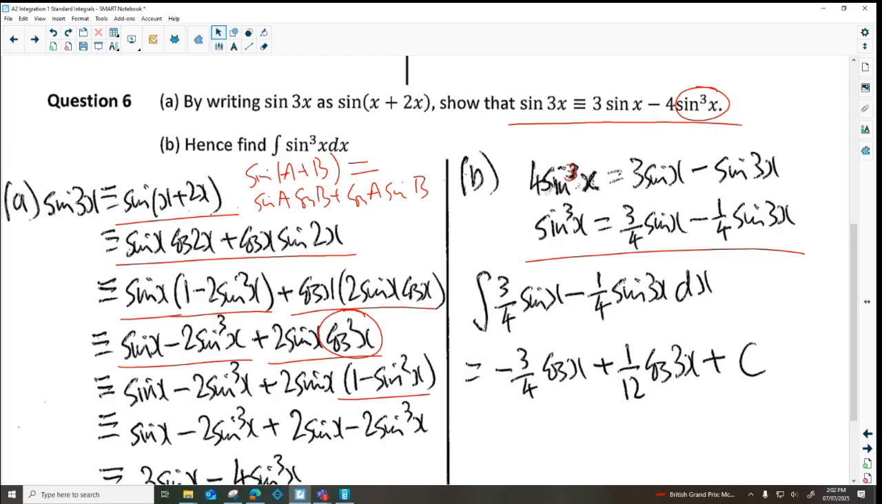And these are two terms that we can just write down the integral for. So if you integrate 3/4 sine x, you will get, well, sine becomes minus cos, so minus 3/4 cos x. If you integrate 1/4 sine 3x, sine 3x will integrate to give minus 1/3 cos 3x, times it by minus 1/4, and you'll get plus 1/12 cos 3x plus c. Pause that if you need, write it up, and then we have one more to go.